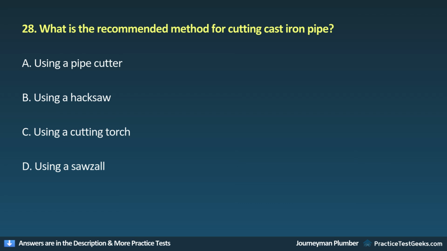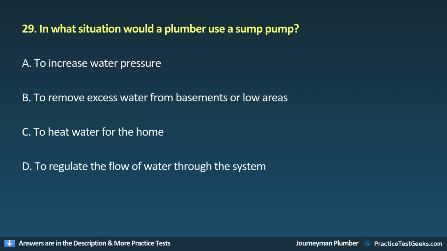29. In what situation would a plumber use a sump pump? A. To increase water pressure. B. To remove excess water from basements or low areas. C. To heat water for the home. D. To regulate the flow of water through the system.